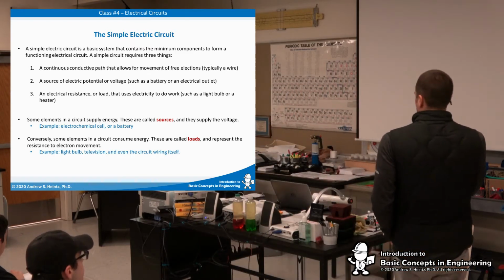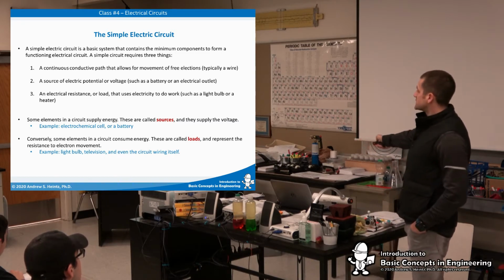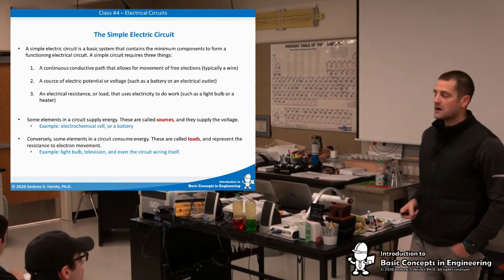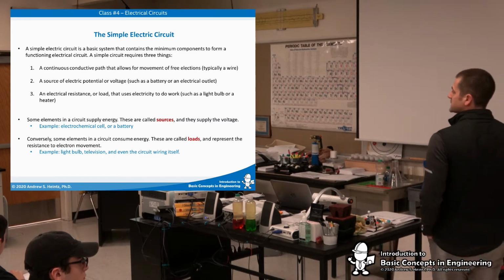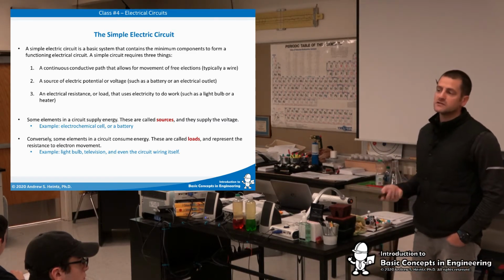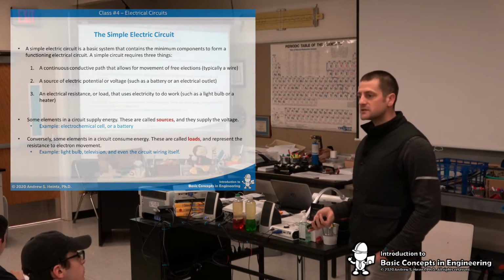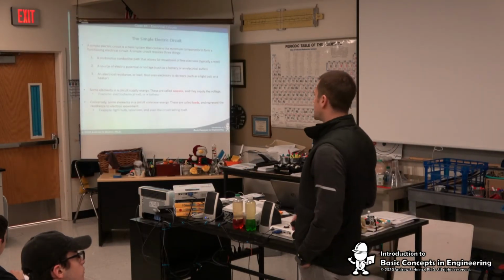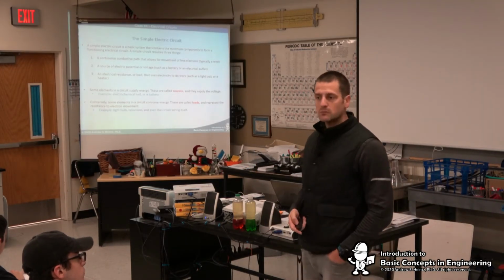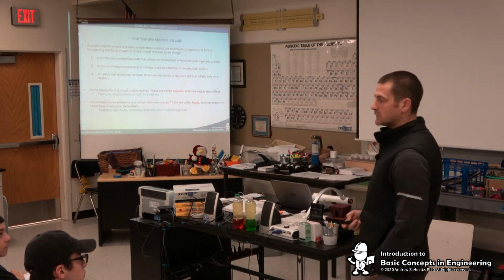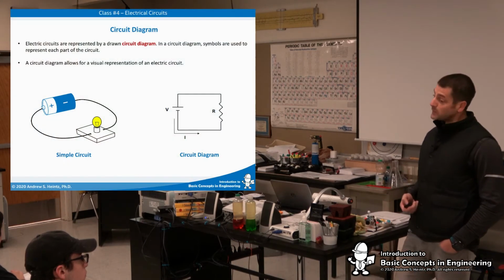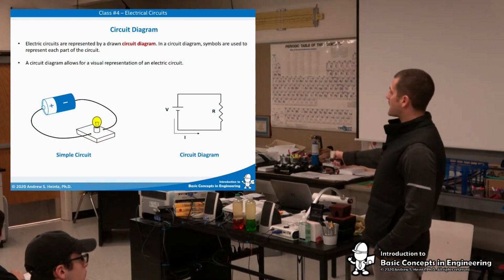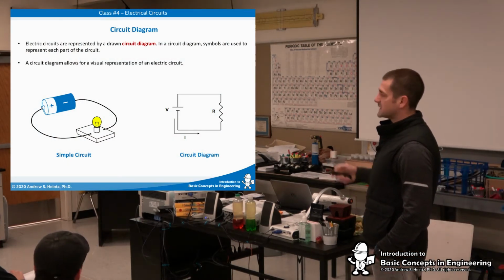All right. So then we have a source, such as a battery or an outlet, and then we have a load, a light bulb, okay? So some elements in a circuit supply energy, and this is a source. What would be the source? It would be your battery. And then we have the load, which is our light bulb, our fan, our camera, whatever it may be. Right, so this is a very, very, very simple circuit. We have a battery, and we have a light that is connected.